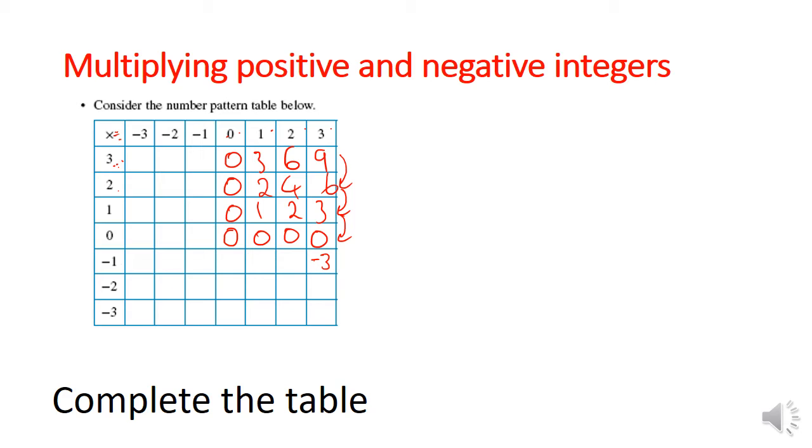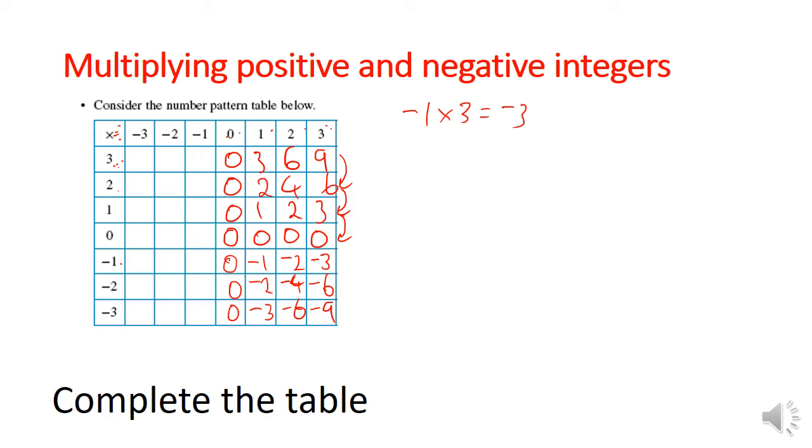So we can see negative 1 times positive 3 is equal to negative 3. And then we get negative 6 going 3 less, and then negative 9, 3 less. Likewise with here, it's going down by 2, so negative 2, negative 4, negative 6, and going down by 1, it's negative 1, negative 2, negative 3. That will just be 0 all the way through.